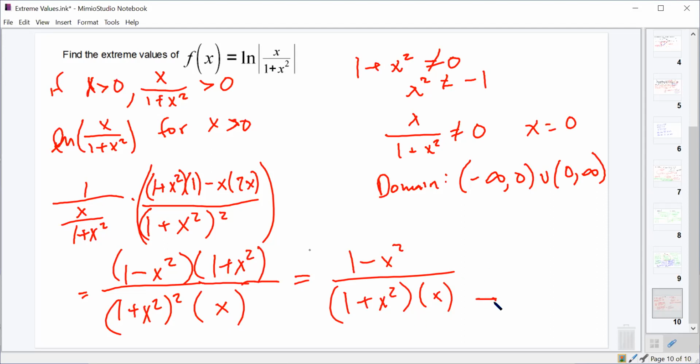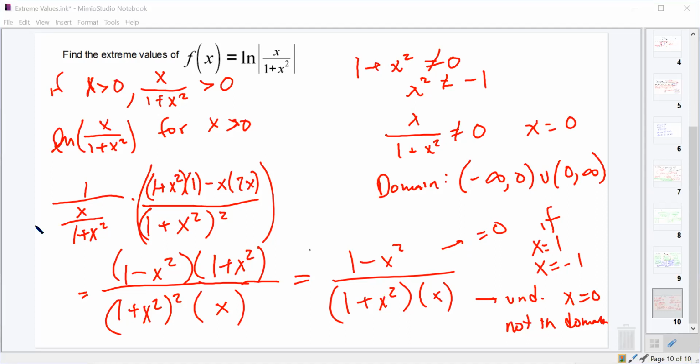And when is this undefined? X equals 0. Is that in the domain? No. So not in domain, can't be a possible absolute max or min. What about this? When does this equal 0? At x equals 1 and x equals -1.